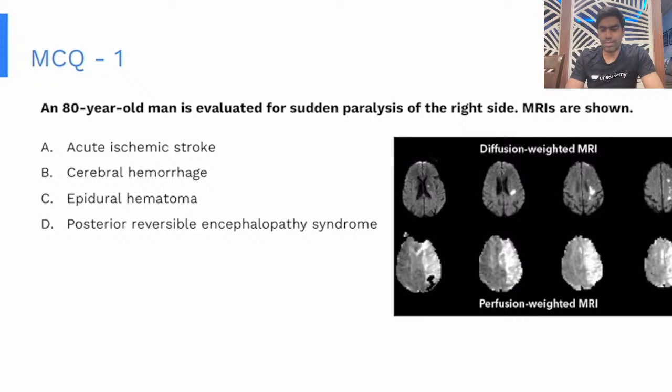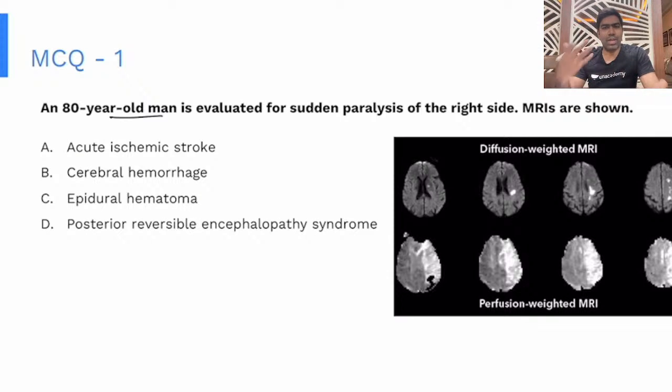So here is your first MCQ. You have an 8-year-old man who's being evaluated for sudden paralysis of the right side, and the MRI is shown here. So what do you see in the MRI? Is it acute ischemic stroke, or cerebral hemorrhage, or epidural hematoma, or posterior reversible encephalopathy syndrome? They've given two things over here. It's a pretty simple one.